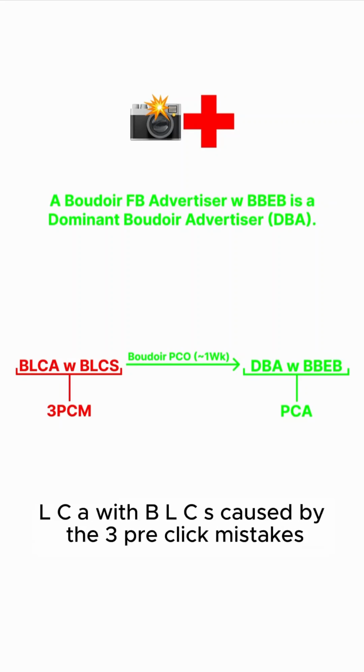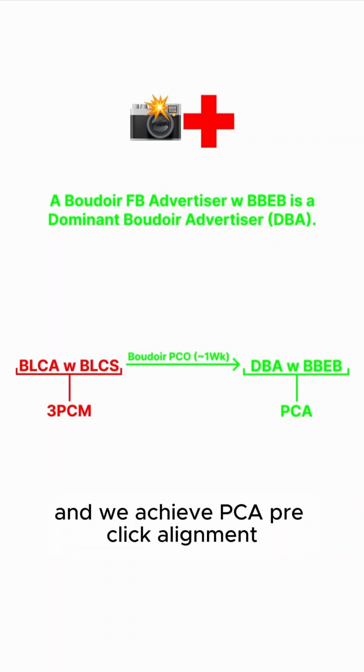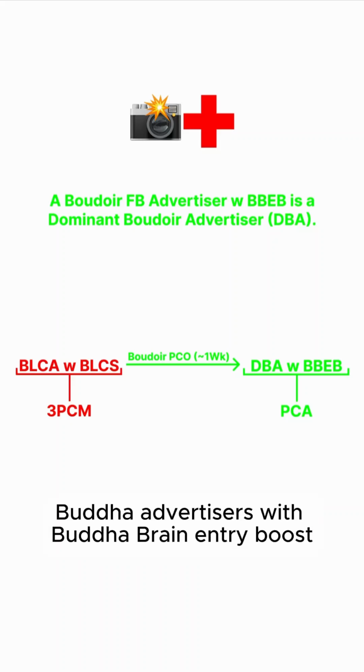We've got a BLCA with BLCS, caused by the 3 pre-click mistakes. The solution is Boudoir Pico, which takes about a week. And we achieve PCA, pre-click alignment, and we become dominant Boudoir advertisers with Boudoir brain entry boost.